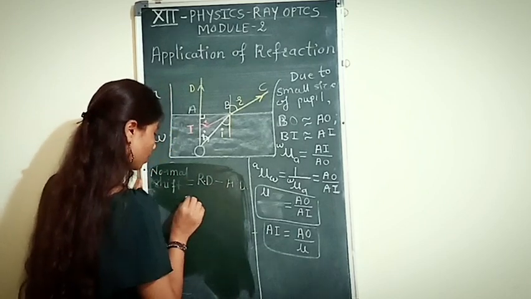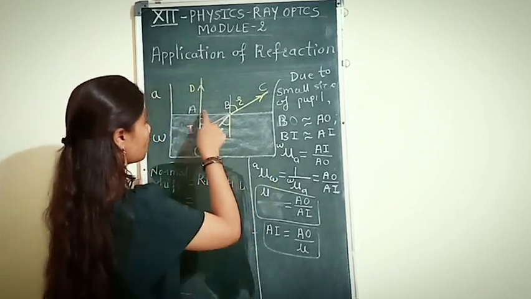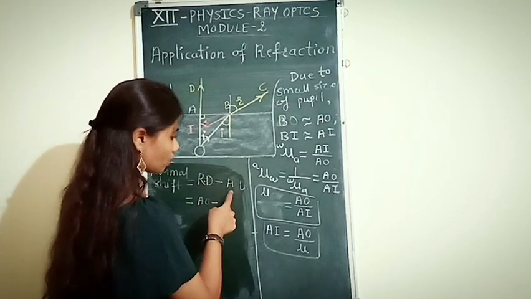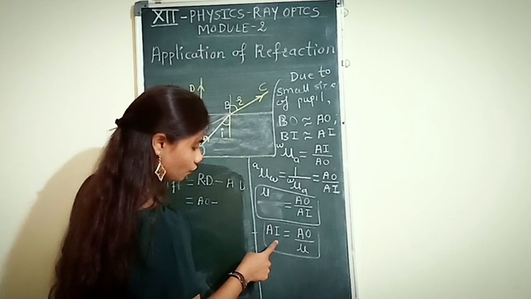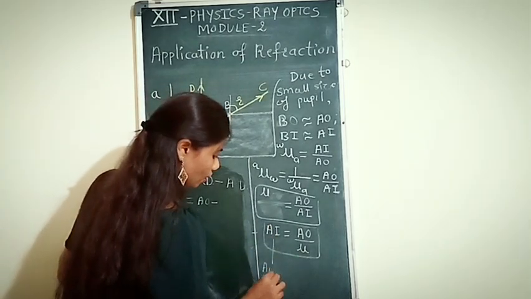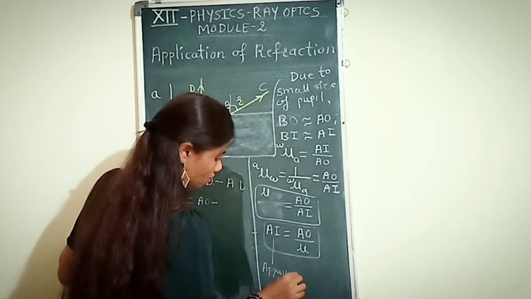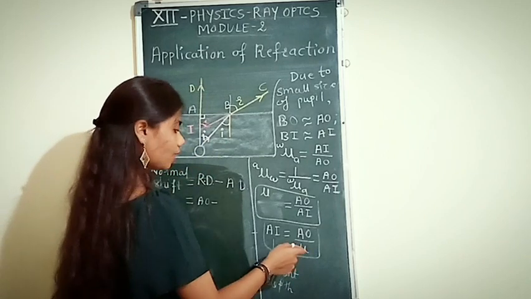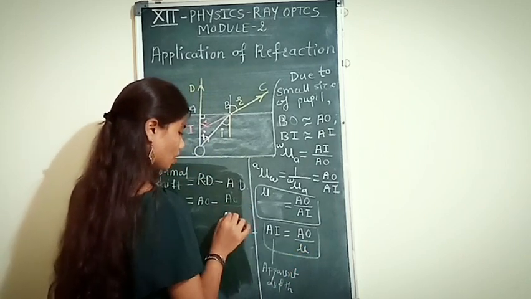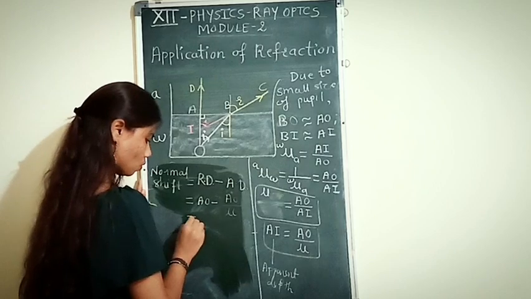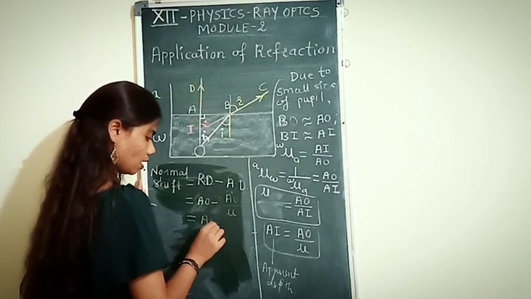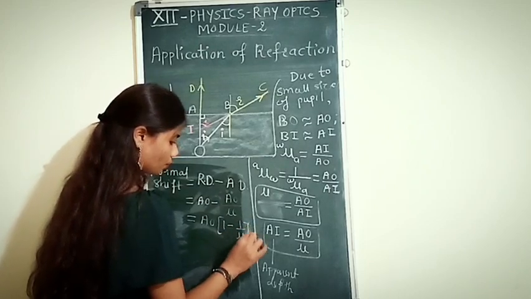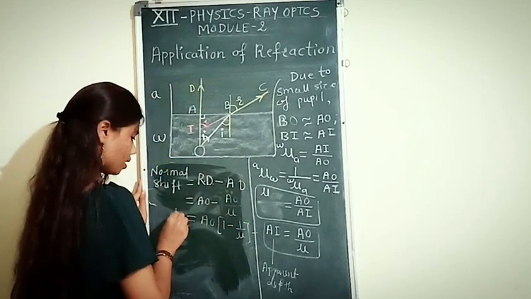So what do we have? The real depth is denoted by AO, and what is the apparent depth? AI. Right, now I have proved it. This is nothing but your apparent depth. This apparent depth is equivalent to real depth upon refractive index. So if I take AO common, in the bracket we are left with 1 minus 1 upon mu.